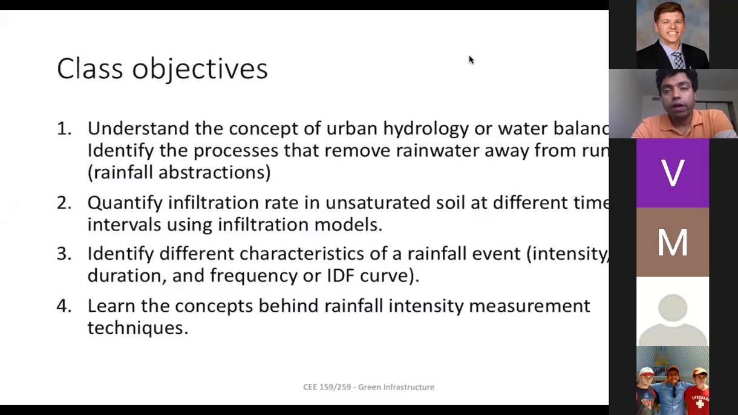Then you also have to quantify certain processes. For instance, you have to quantify how much stormwater is infiltrating into the ground, so infiltration rate. Also, you have to quantify the amount of rainfall that happens in an area, because rainfall is a very heterogeneous process. Rainfall can vary by time as well as locations, so you need to quantify the amount of rainfall for locations. So learn that process. And then at the end, we'll learn about how rainfall intensity can be measured by different techniques.